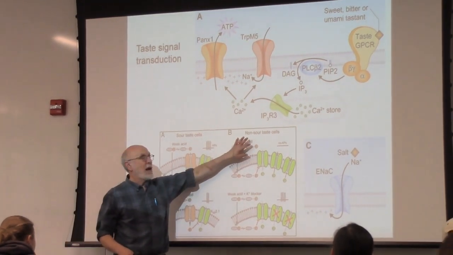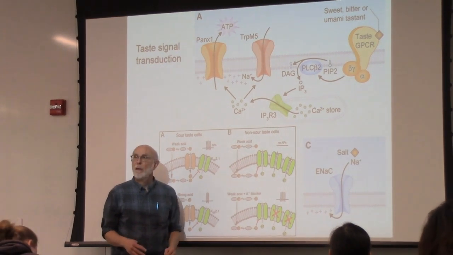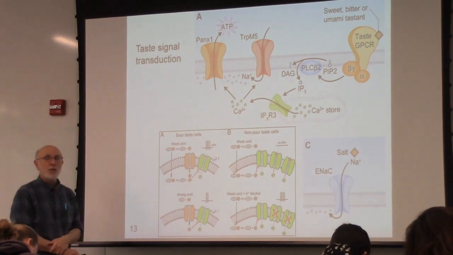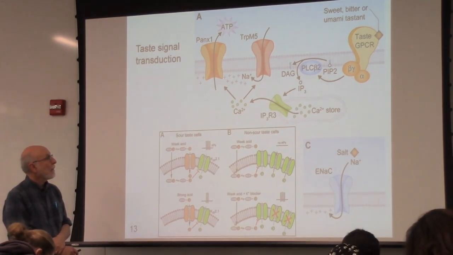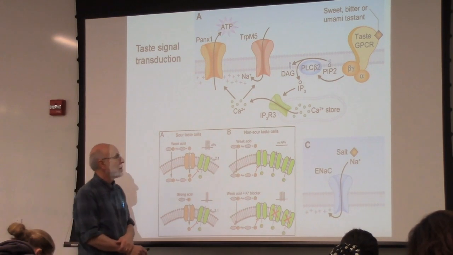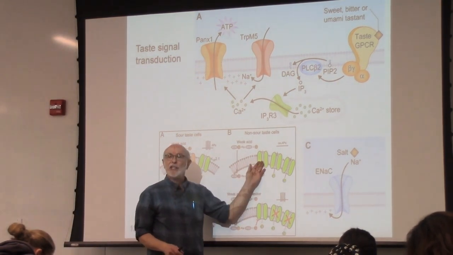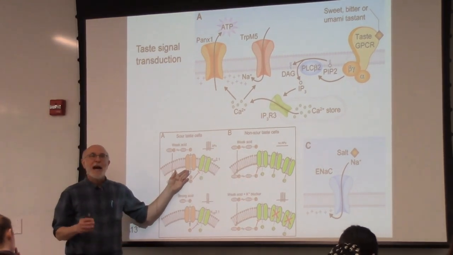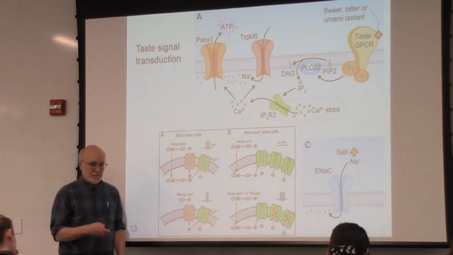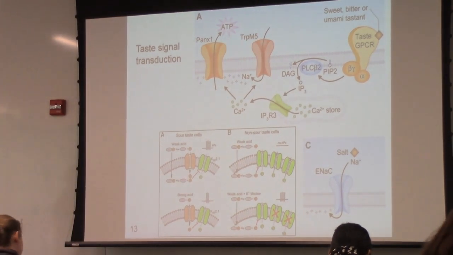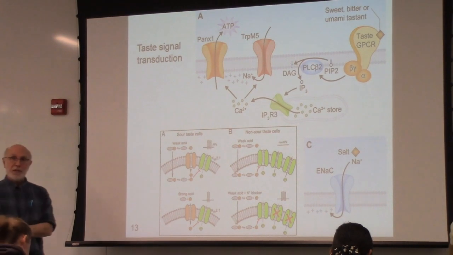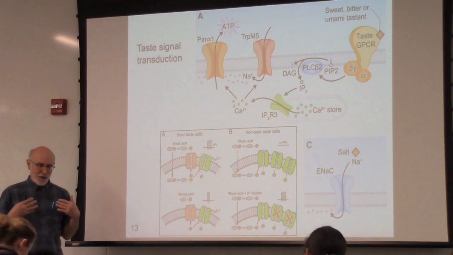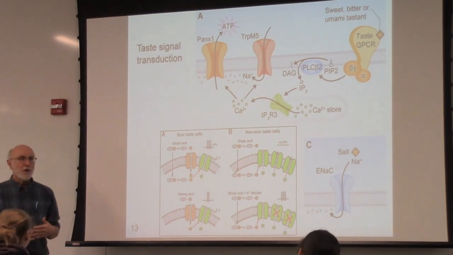Let's not worry about what non-sour taste cells do. They're just not geared up for sensing taste, so they have a different response to acid. It turns out that their K channels are not as acid sensitive as the K channels expressed in the acid sensing receptor cells. It's pretty simple.